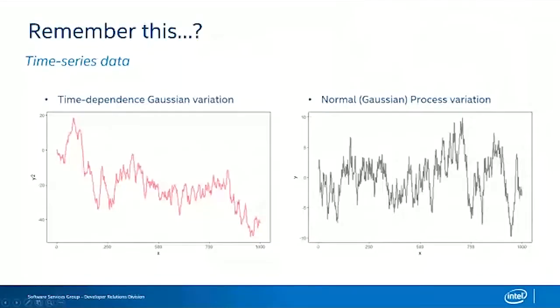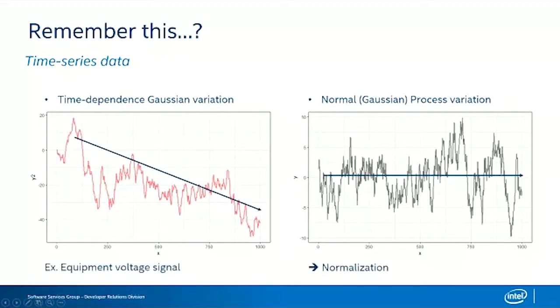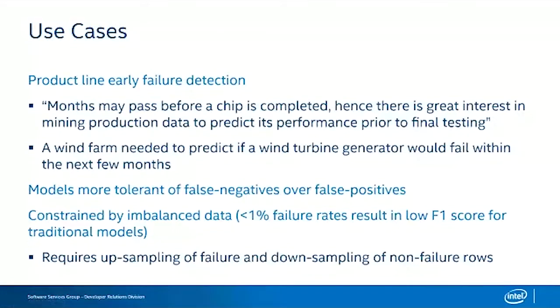So you probably remember this from a few slides ago. This is our time series model that's showing the data moving in a downward fashion. So this could be your voltage signal, and then this is your normalized voltage signal. So in order to train something like this in the cloud, the reason we are doing all this is really because of product line failure detection that we want to undertake, right?